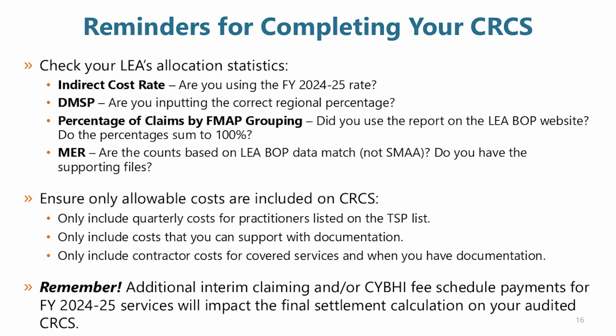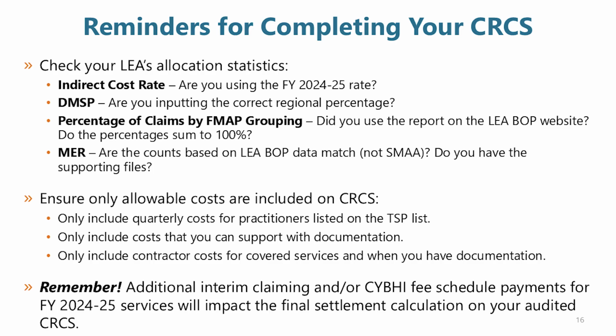So these include quarterly costs for practitioners listed on the TSP list, including their federal funding amounts, costs for which you have supporting documentation to prove that the practitioner provided LEA-BOP covered services during the year, and contracted costs for direct services, which you can support with services level documentation. So please note that additional claiming could result in a different interim reimbursement amount used in the cost settlement calculation.